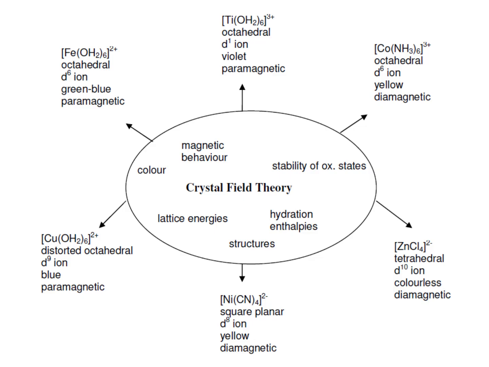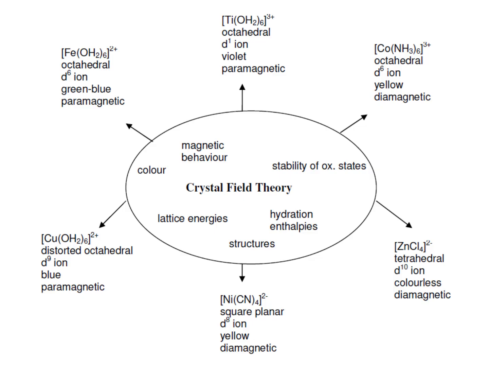But CFT has a very good nature: it treats ligands as point charges or dipoles. It explains the interaction between the ligands and metal d electrons mainly through electrostatic repulsions. So it can explain the magnetic nature and the characteristic color of coordination complexes. So everything can now be explained using the CFT.